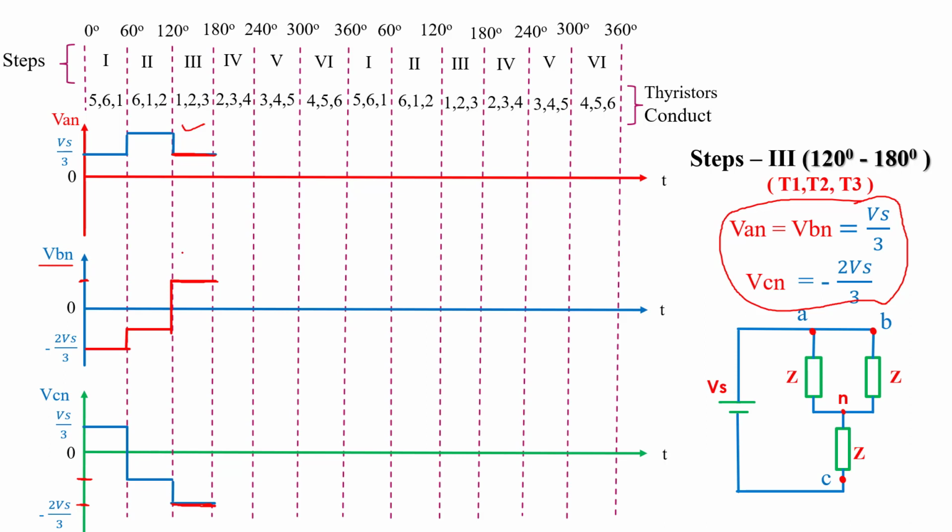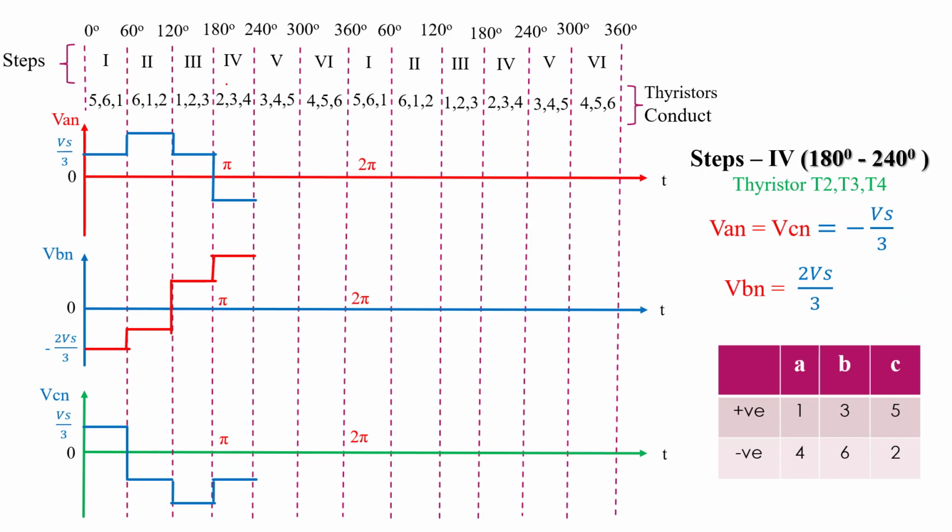Okay. Now similarly we calculate the phase voltage for steps 4, 5 and 6 and we draw the waveforms. But in step 4 I will introduce a shortcut method to calculate the phase voltage value. What is the shortcut method? We know that we have 3 phases, phase A, phase B and phase C, and we have positive group thyristors and negative group thyristors.